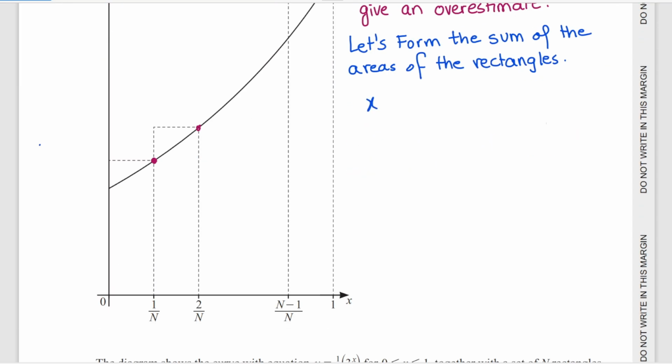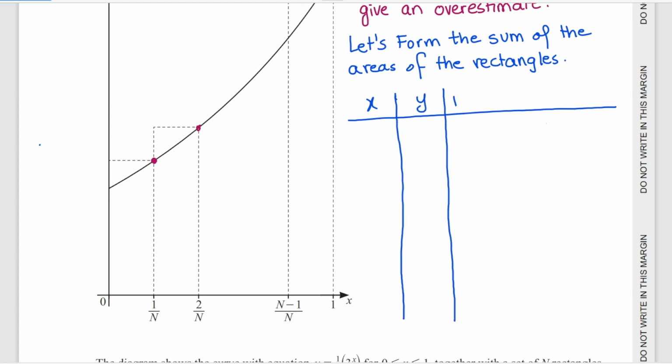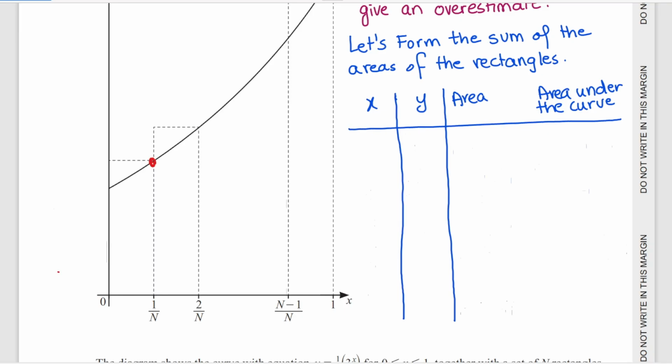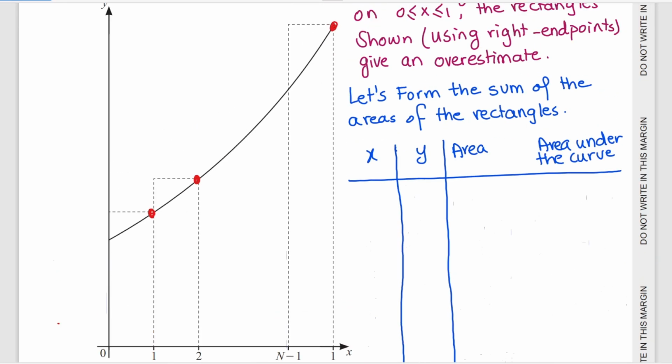We'll start by making a small table that makes everything clear. So we put x, which is the right endpoint of the rectangle, y, which is the function that we have, the area, which is the length times the width of the rectangle, and we will compare it with the area under the curve. So we will use the right endpoints for the values of x. If you notice here, there's an extra area above the curve. And this is the idea of overestimate.